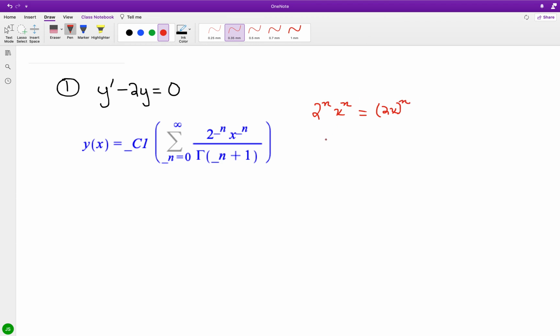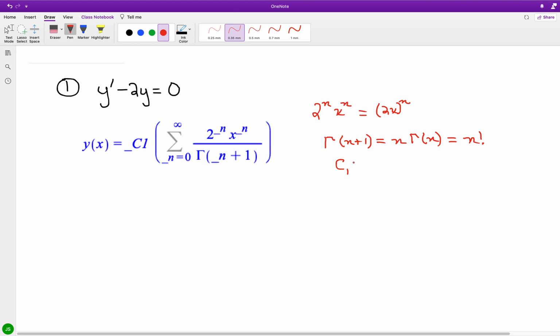Keeping in mind that we have with gamma of n plus 1, that is equal to n times gamma of n, and this will be equal to n factorial. And for the first constant, we'll just let this be c0, but you can keep the c1 as it is.